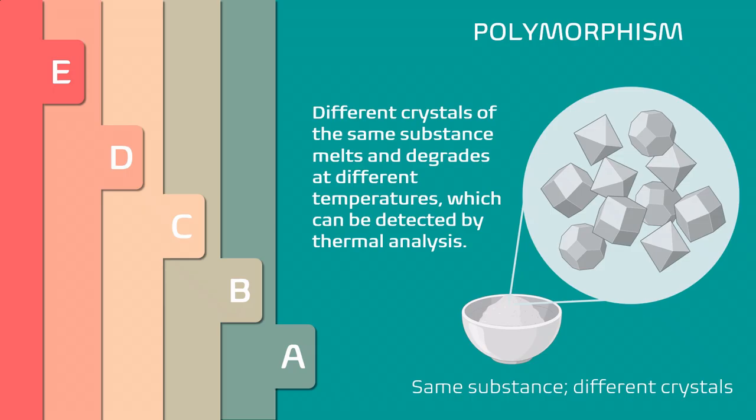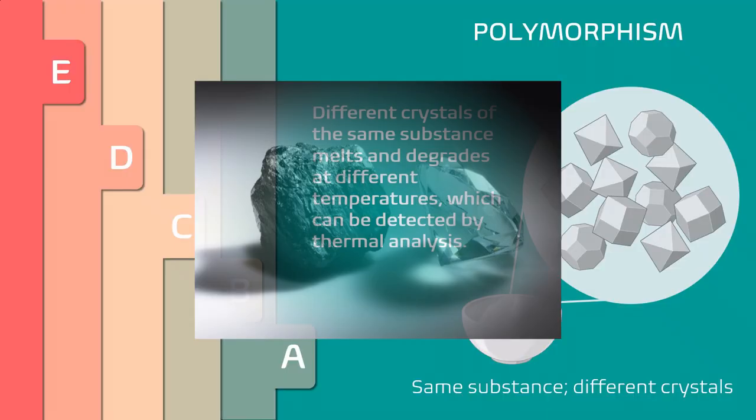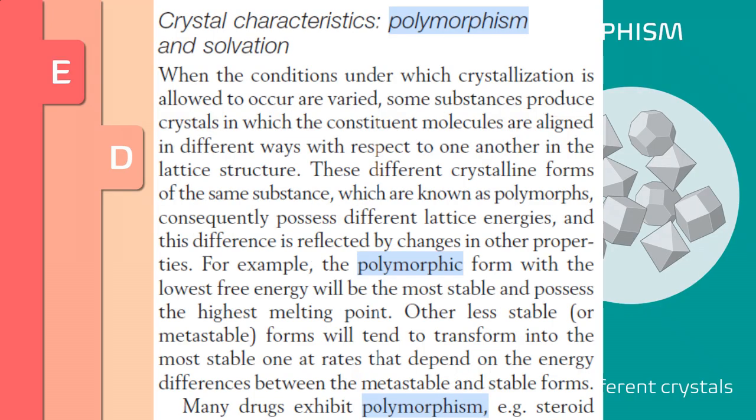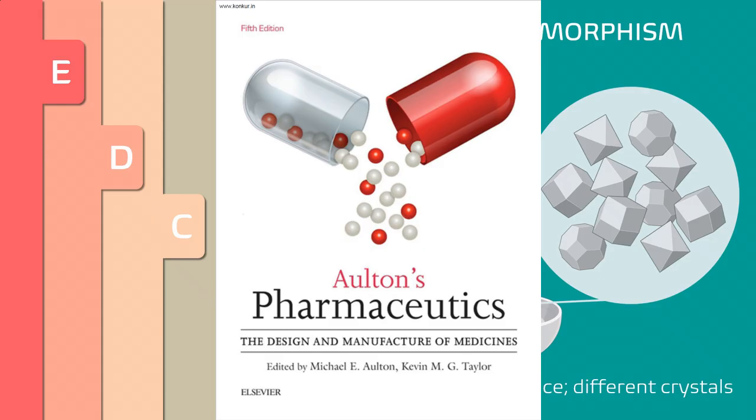A substance able to adopt different crystalline forms is said to exhibit polymorphism, which is important in pharmacy because it can affect the solubility and permeability of the substance, significantly impacting its bioavailability. The most famous example of polymorphism is carbon: graphite and diamond. The importance of polymorphism in pharmacy is such that several chapters of Aulton's book are dedicated to this property.